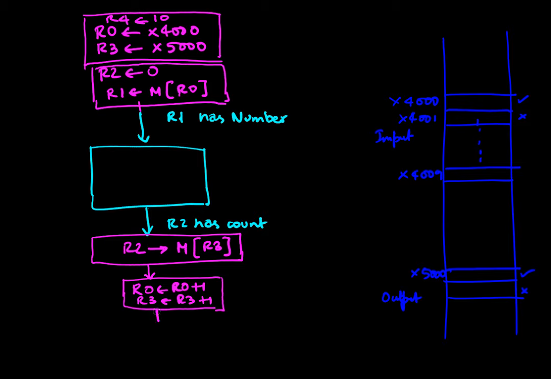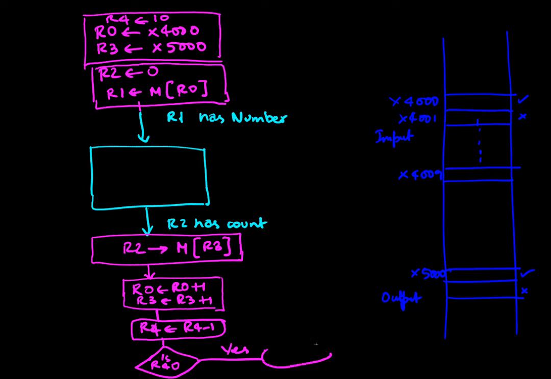So here we're going to decrement R4, R4 assign the value R4 minus 1, because we just finished one job. And then we're going to ask the question, is R4 0? And if the answer is yes, it is 0, then we are done. If it is not 0, we're going to go back and repeat this whole process again. So we're going to go right here between these two statements and repeat this process. So when we go back, we will have a different number we're going to load, and we're going to repeat this process.